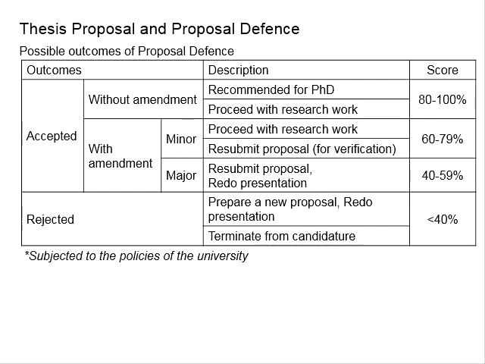There is a reasonable risk that if you stick with the original proposal to carry out your research, you might not be able to acquire your postgraduate degree. The examiner would like to see some improvement to increase your chances of acquiring the postgraduate degree. Next, if you encounter minor amendment, there are two possibilities: either you proceed with the research work or you need to resubmit the proposal for verification.